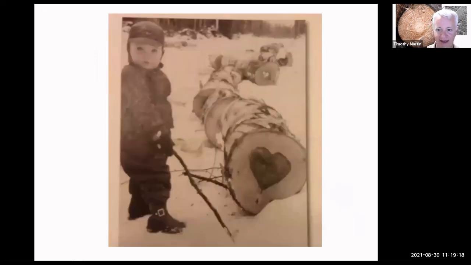So I just want to leave you with that and leave you with this cool picture of heartwood from an old Ripley's Believe It or Not.